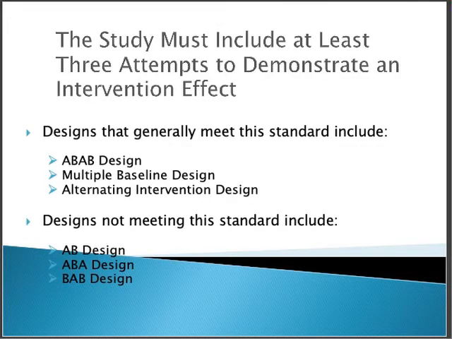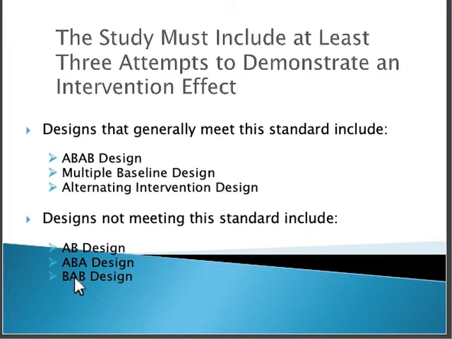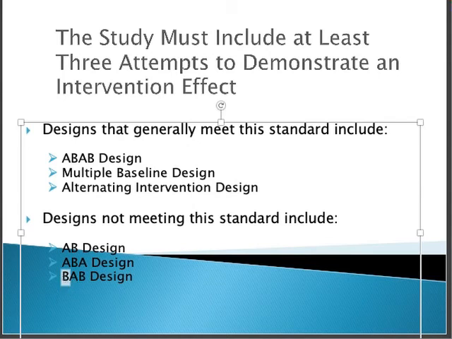Designs that generally meet this standard: ABAB designs, the standard of having 3 attempts to demonstrate an intervention effect, multiple baseline designs with at least 3 participants, and alternating interventions or alternating treatments designs. Designs that wouldn't meet this are an AB design, because we would only be looking at the effect happening once. An ABA design would happen twice, and a BAB design, again, would happen only twice, but we wouldn't be starting with a baseline phase, because remember, B is an intervention.